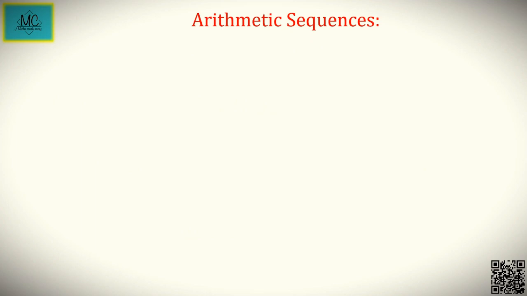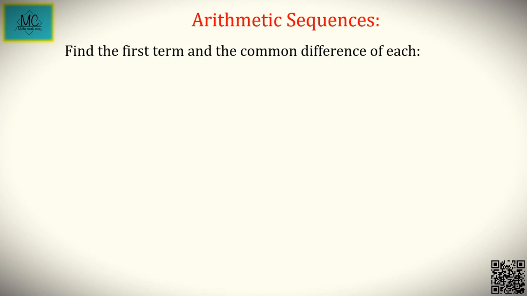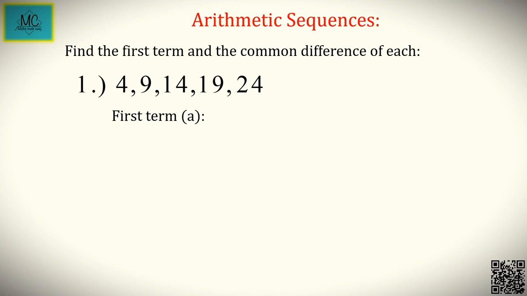In an arithmetic sequence, each term is the sum of the previous term and a constant. Okay, they are constant numbers. So for example, let's find the first term and the common difference of each. Here's the question given: 4, 9, 14, 19, and 24. Here the first term, I'll just give it a name, a, is equal to 4. Okay, that's our first term.